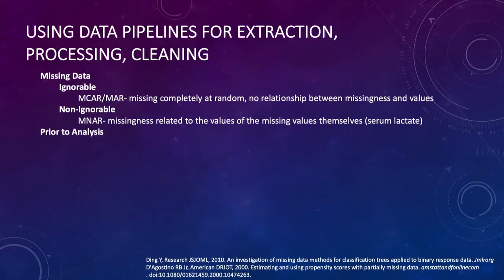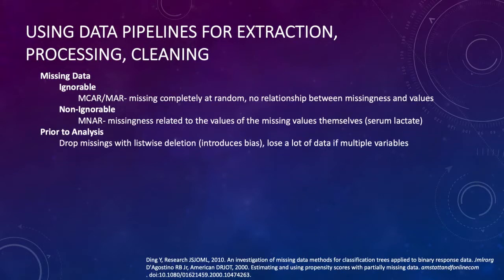So we can handle missing data several different ways prior to analysis. So you can drop missings. This is called list-wise deletion, but that's always going to introduce bias. So if you had 10 patient records and 10 variables, and maybe 8 out of the 10 variables had something missing, then you're not going to be left with a lot of data.